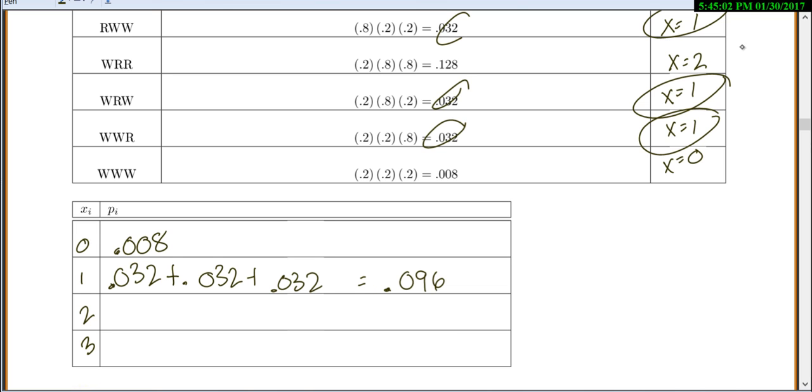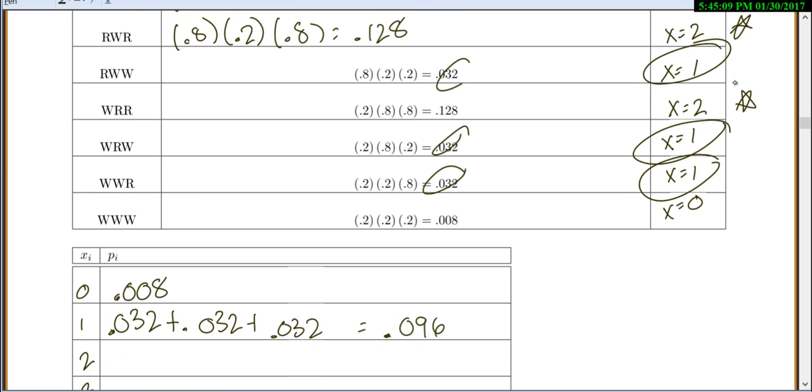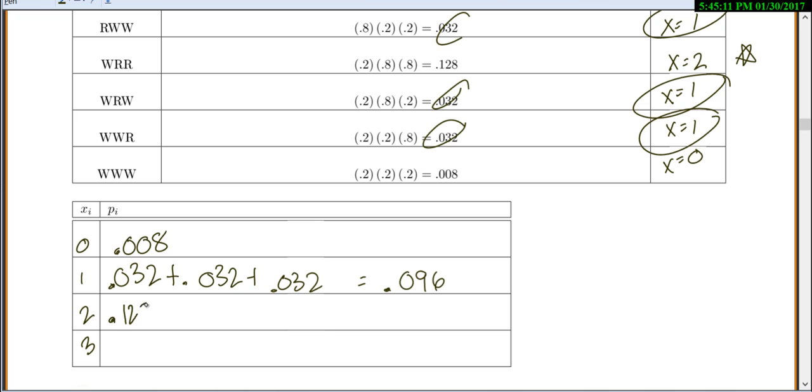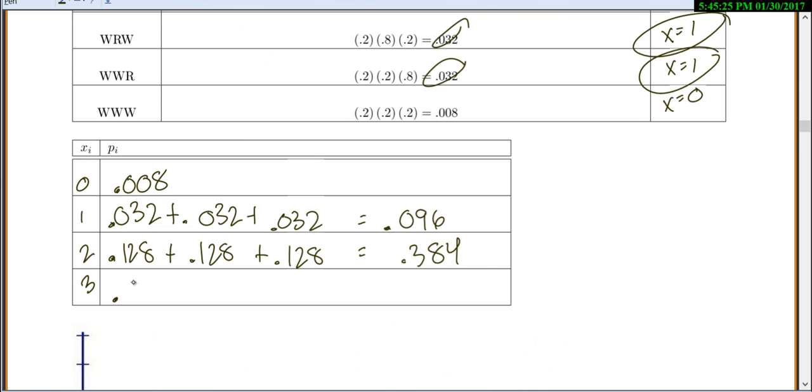And for the 2, it looks like I have a 2, a 2, and a 2, and they're all 0.128. So 0.128 plus 0.128 plus 0.128 gives me 0.384. And finally, the only way to get a 3 is right, right, right, and that's 0.512. So this has each specific x value and each probability, so that would be my PMF.